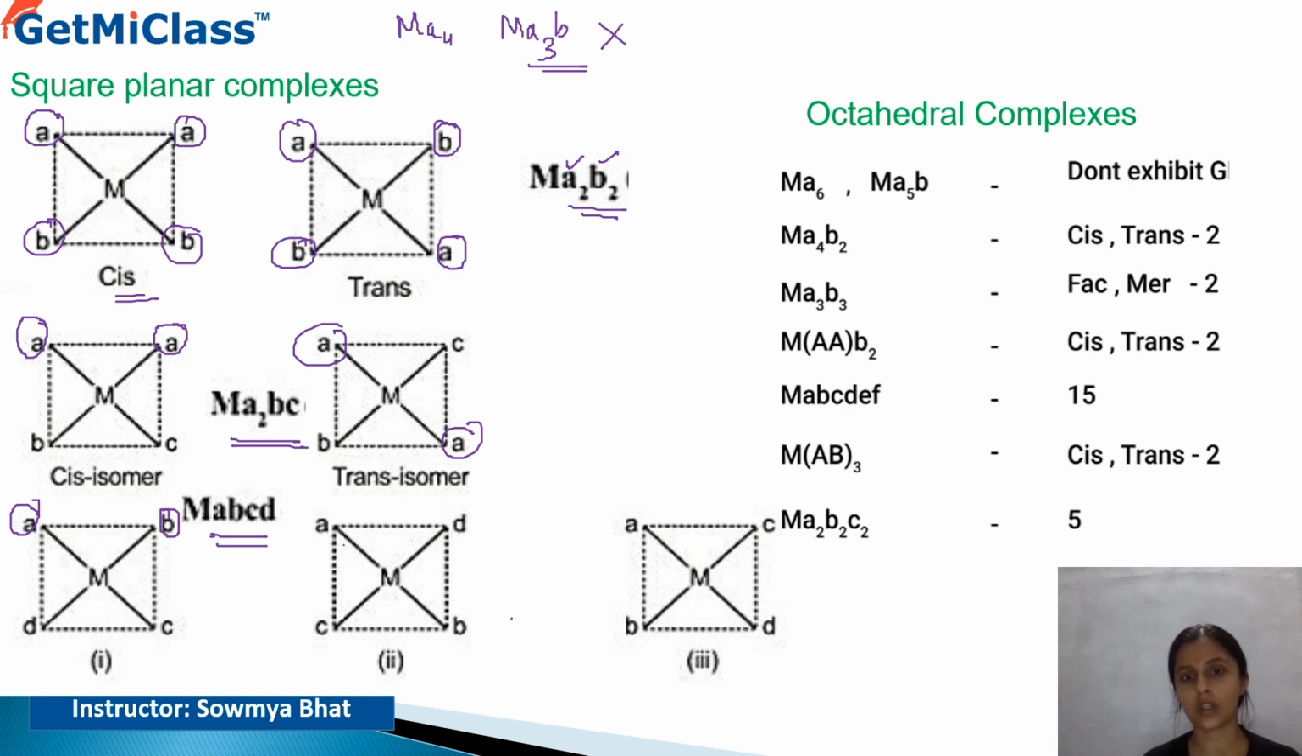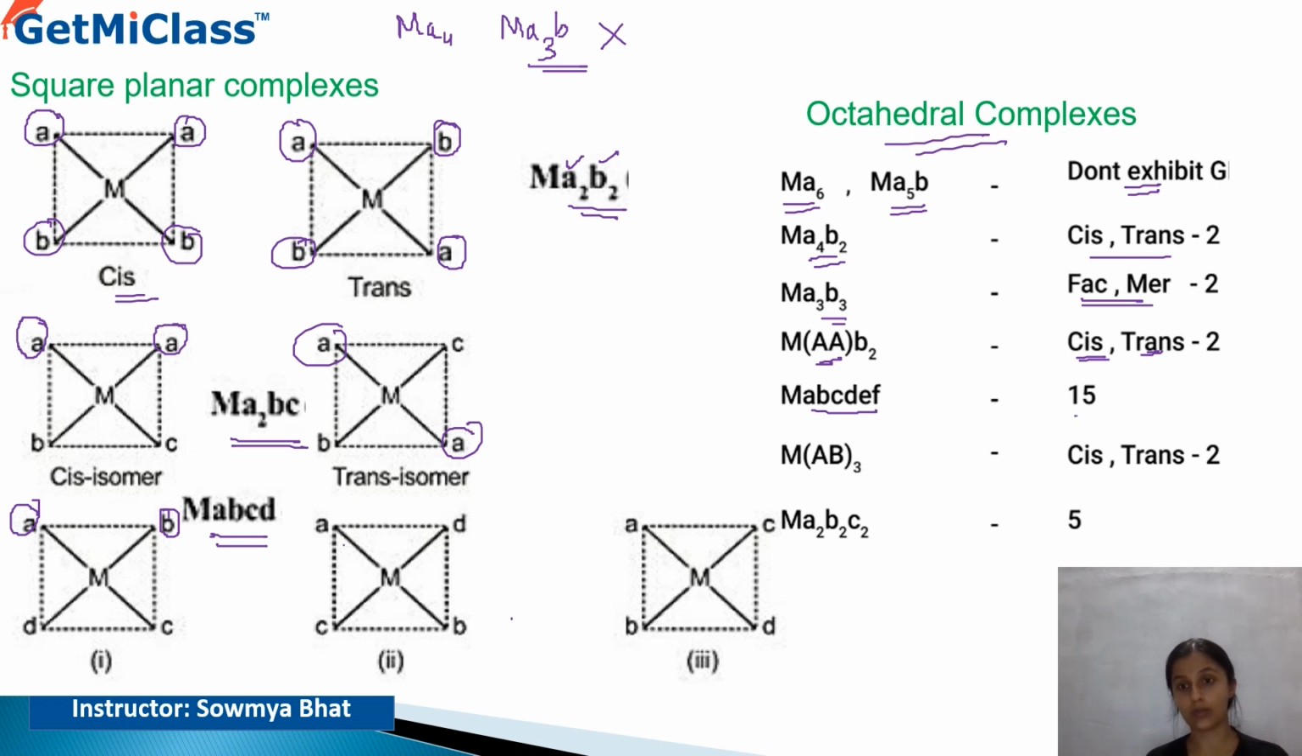If it is an octahedral complex, then MA6, where all the ligands are of the same type, and MA5B, where five ligands are of the same type, are not going to show any geometrical isomerism. If it is MA4B2, you can expect cis and trans, totally 2. MA3B3 has facial and meridional isomers, totally 2. And MAAB2, where AA is a bidentate ligand, has cis and trans isomers, where the B's are on opposite sides for trans and on the same side for cis.